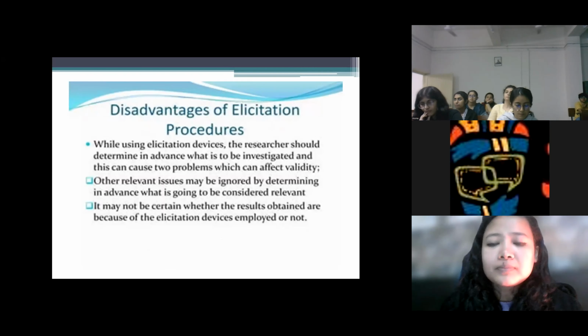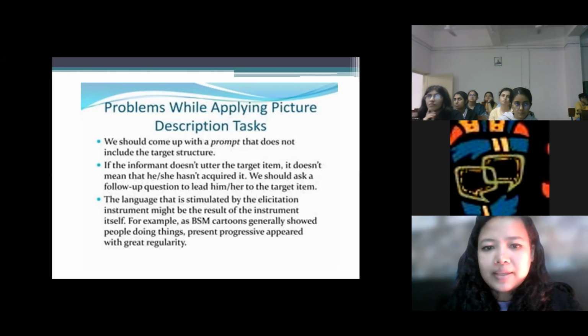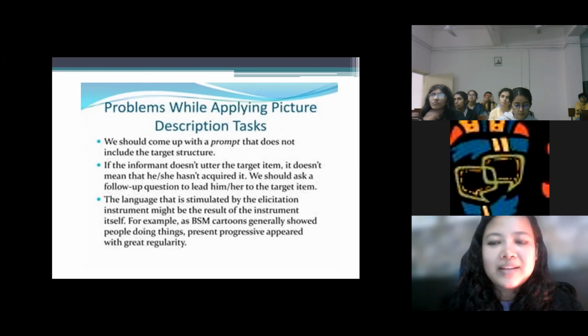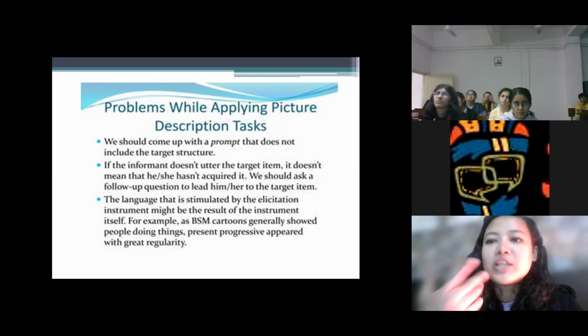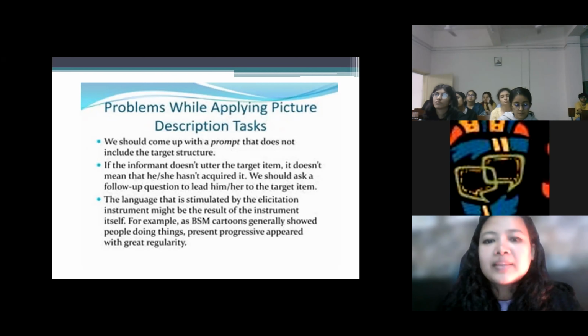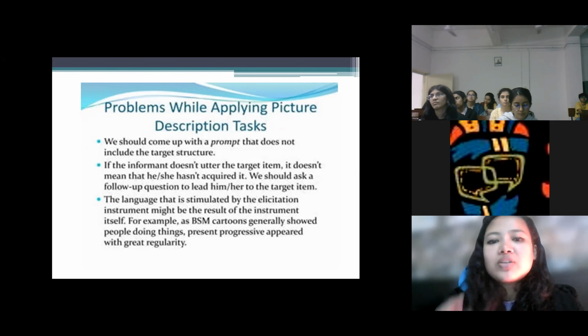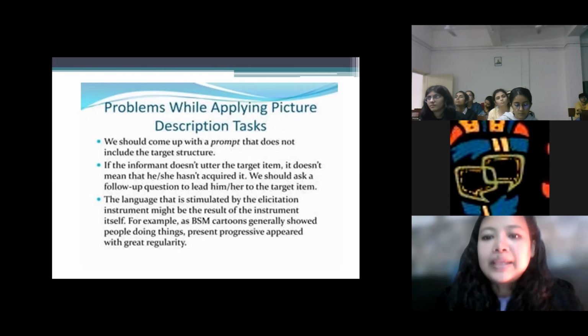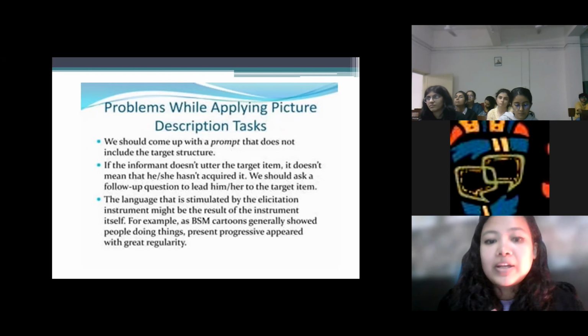Alright, and there are other things which are, again like I said, seem very common sense but are some things which need to be spelled out. The language that is stimulated by the elicitation instrument might be the result of the instrument itself. For example, as BSM cartoons generally showed people doing things, present progressive appeared with great regularity.